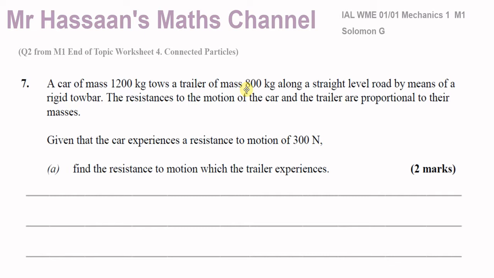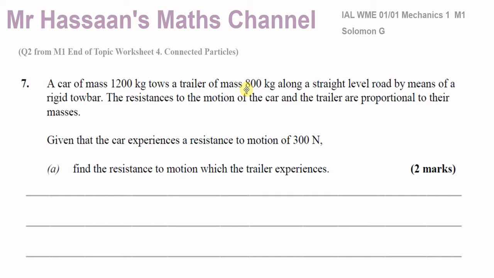It's not a rope, it's not a string, it's a rigid tow bar. It's a difference. The resistances to motion of the car and the trailer are proportional to their masses. Given that the car experiences a resistance to motion of 300 newtons, find the resistance to motion which the trailer experiences.